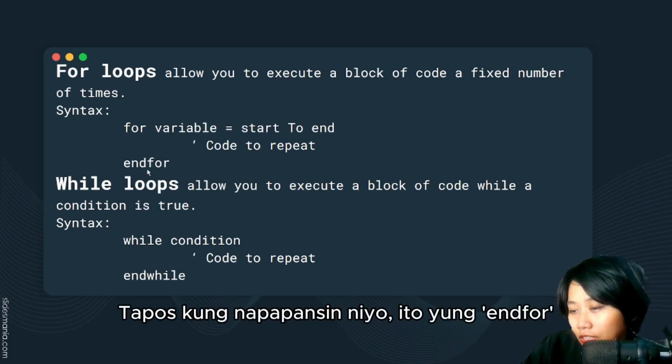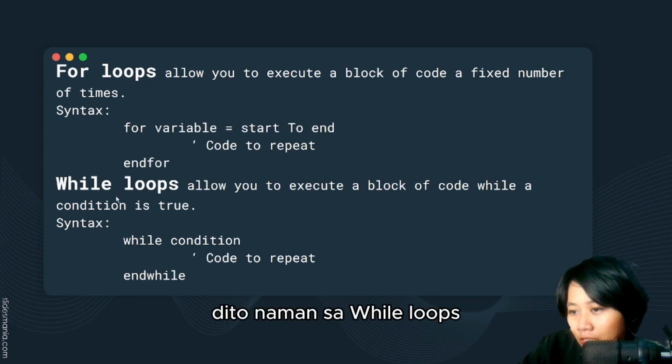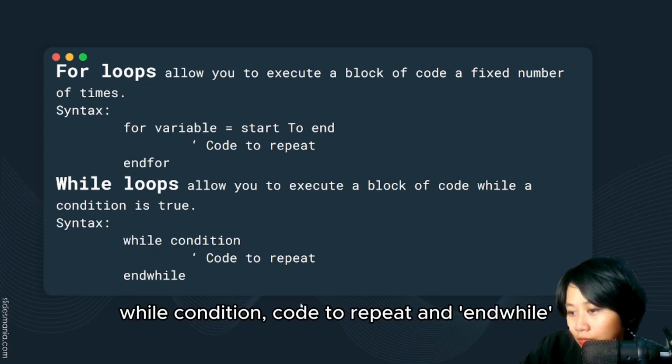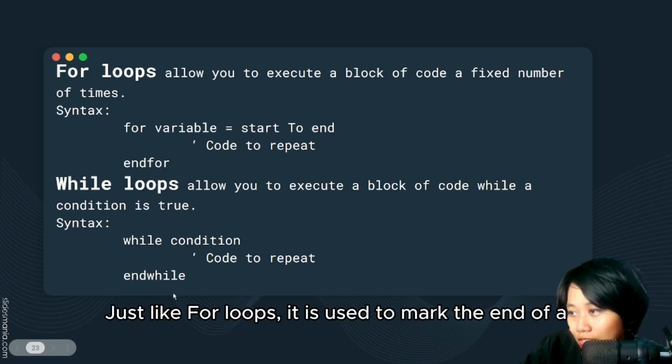Tapos kung napapansin nyo, ito yung end for. Itong end for is used to mark the end of a for loop. Tapos, dito naman sa while loops allow you to execute a block of code while a condition is true. So, ito yung syntax natin. While condition, yung code to repeat, and end while. So, kung napapansin nyo, kapag sa while loop, dito naman yung end while. Just like for loops, it used to mark the end of a while loop.